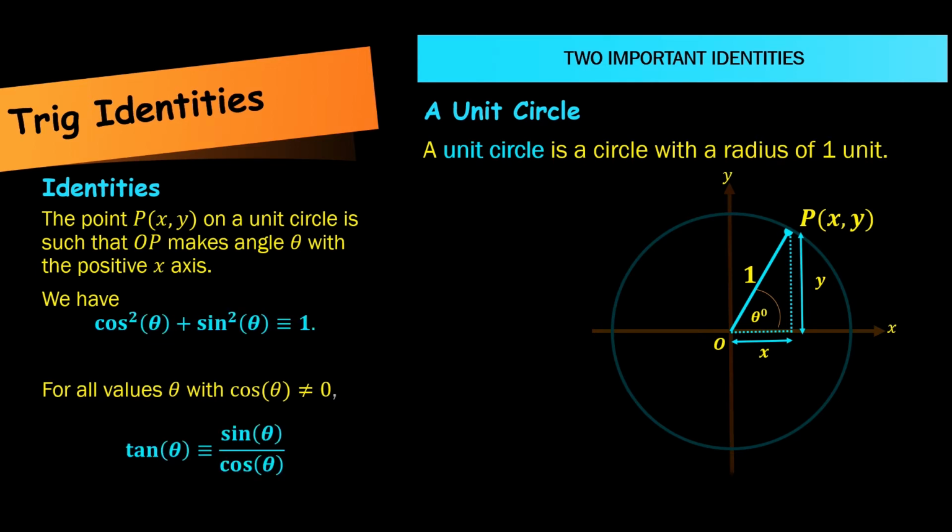So we have these two key identities. Cos squared plus sine squared is identical to 1, and tan theta is identical to sine theta over cos theta.